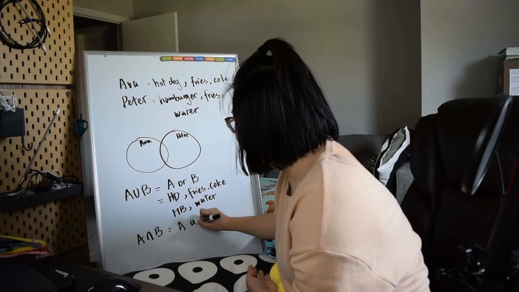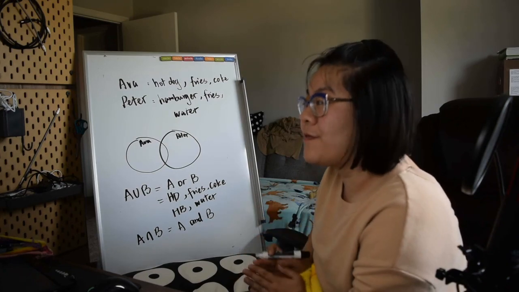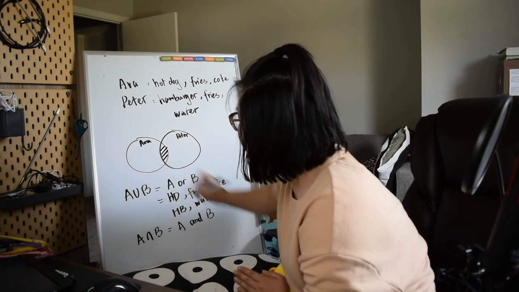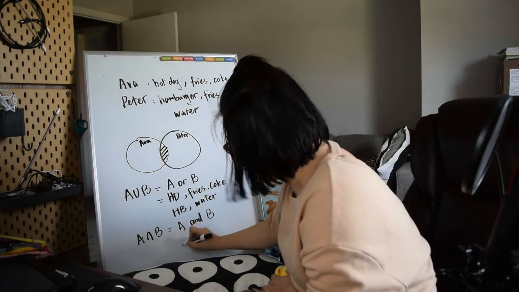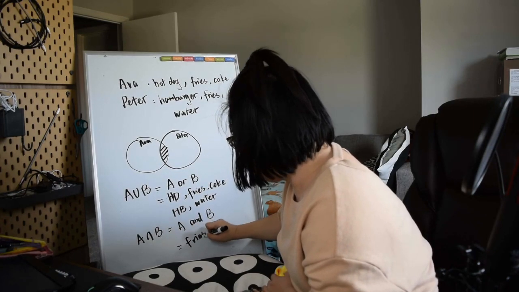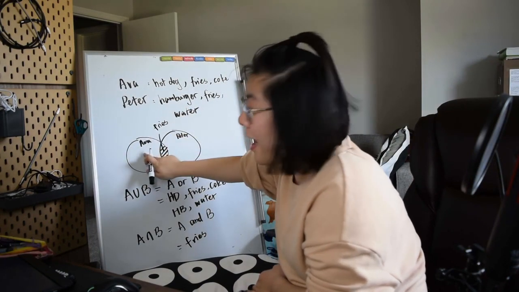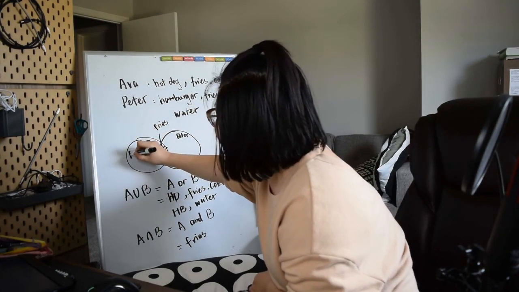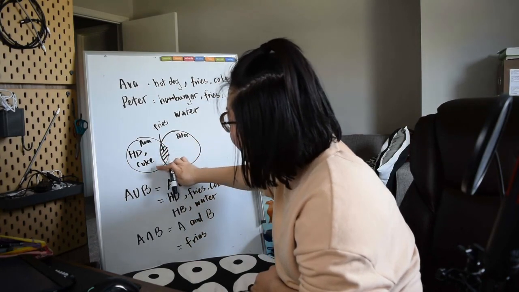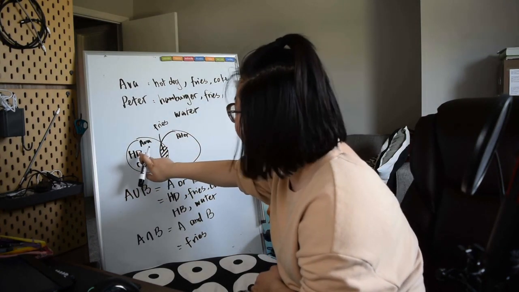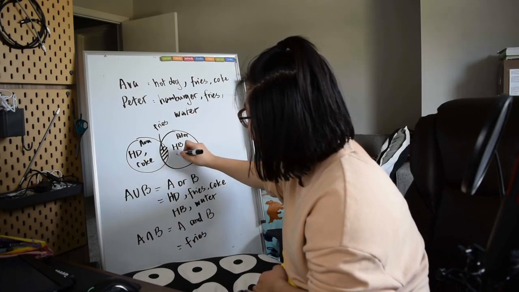is A and B, which means what Ava and Peter both ate for lunch, which is the intersection over here. What is over here? What did they both eat for lunch? Just fries. So over here the intersection is just fries. And on the left, what Ava ate is hot dog, Coke, and also the intersection, fries. So Ava ate hot dog, fries, and Coke. Peter had hamburger, fries, and water.